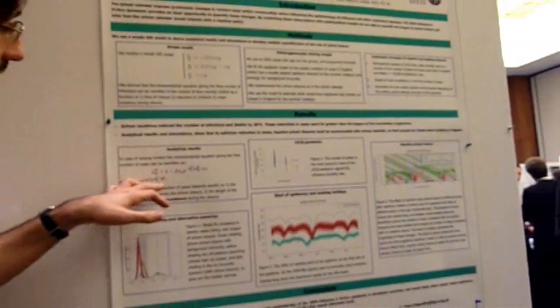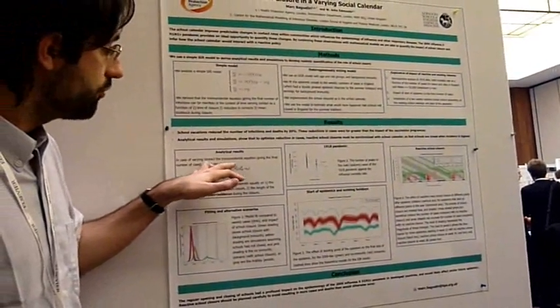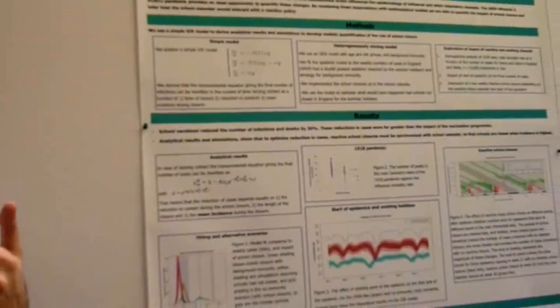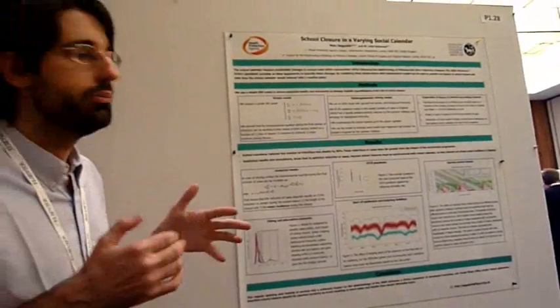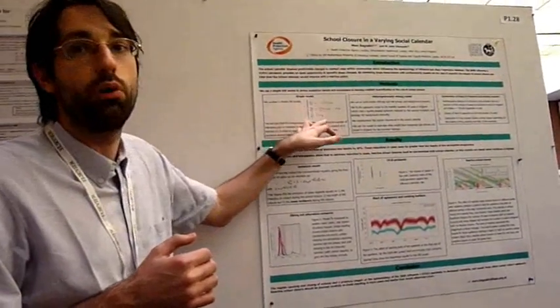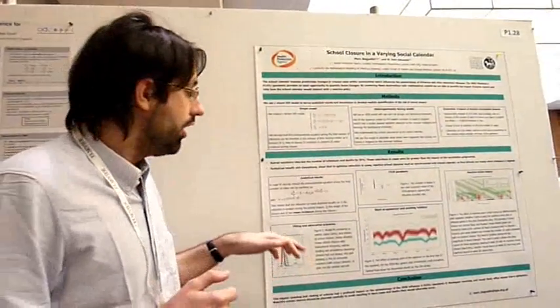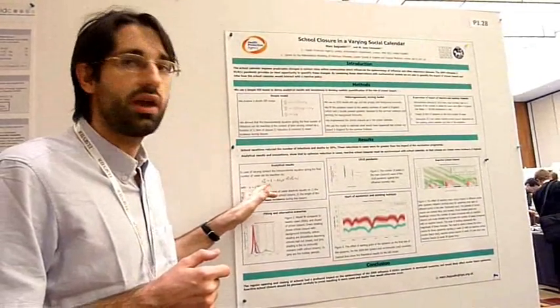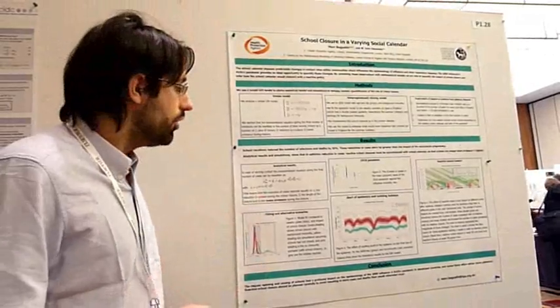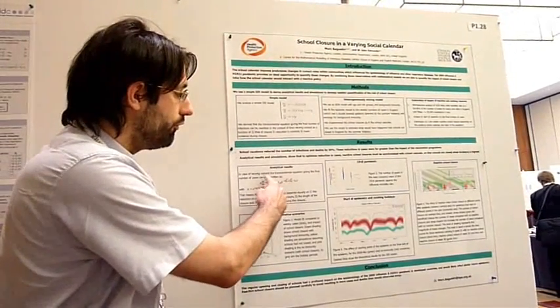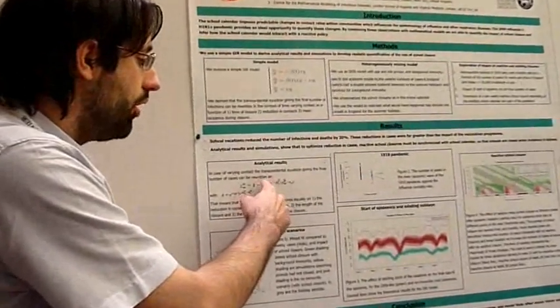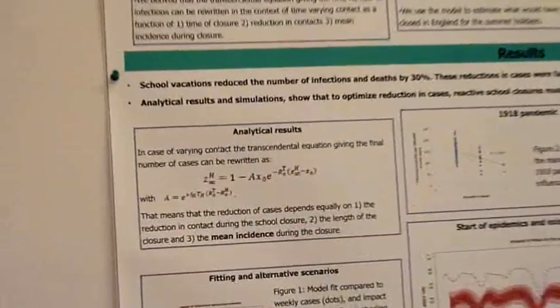This can actually be nicely analyzed analytically. It's not possible to analytically solve even a simple SIR model, which is a simple epidemic model. But you can derive things analytically, like the number of cases at the end of the epidemic, by way of the root of an equation. And you can do the same by including varying contact.